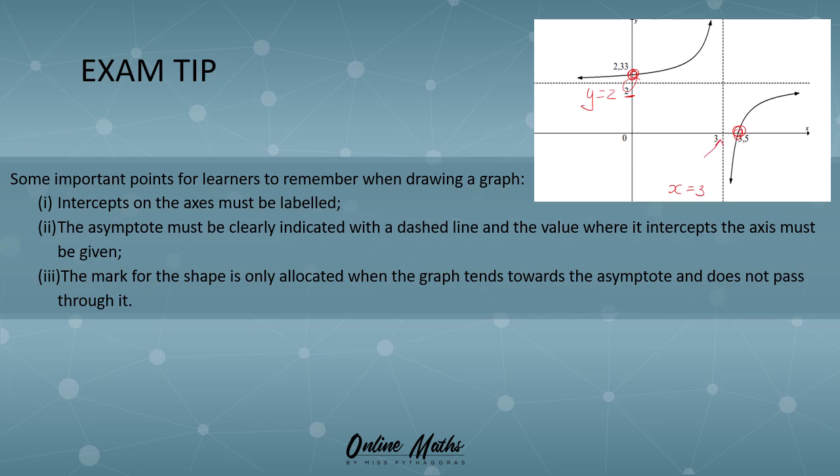And then the mark for the shape is only allocated when the graph tends towards the asymptote and doesn't pass through it. Remember, I spoke about that. So this is it for question 5.